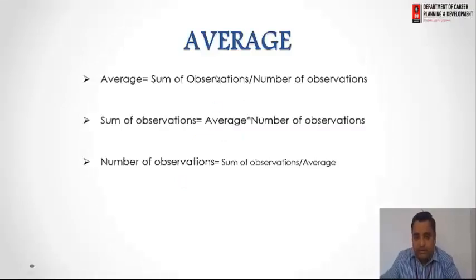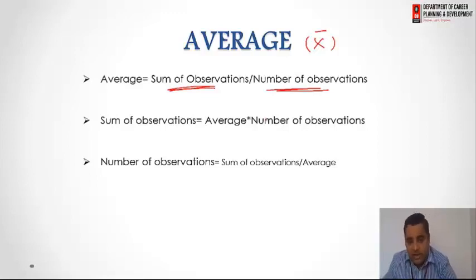The very first thing about average that we need to understand is that average is nothing but the sum of observations divided by the number of observations. Now, average is denoted by X bar, that is the symbol for average, and generally we take the arithmetic average whenever we consider average in general. Now, how can we say that average is the sum of observations by the number of observations?